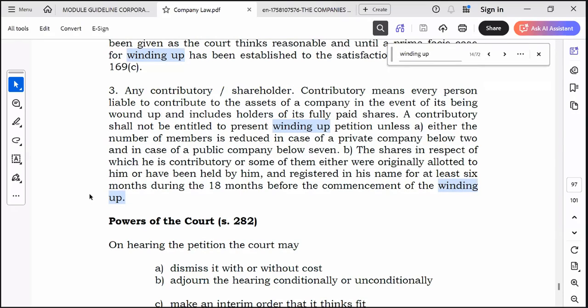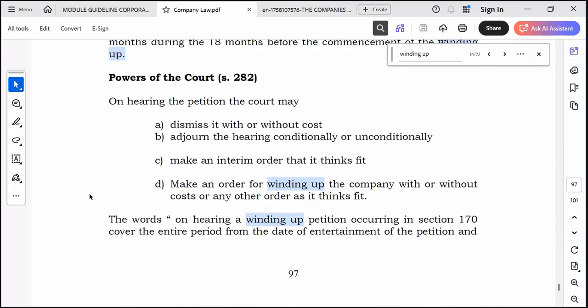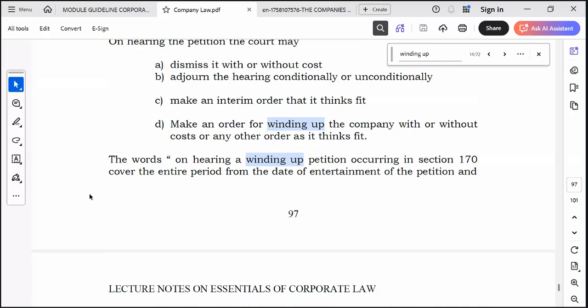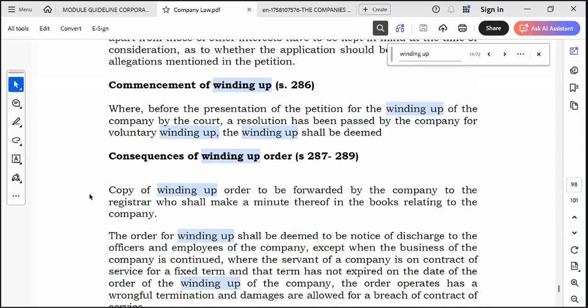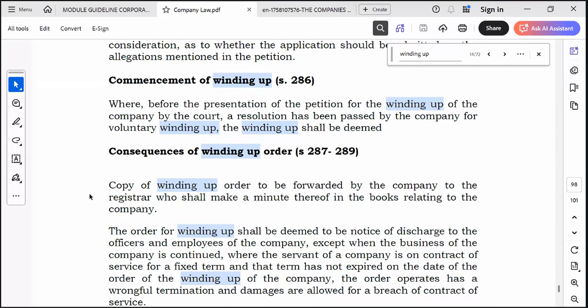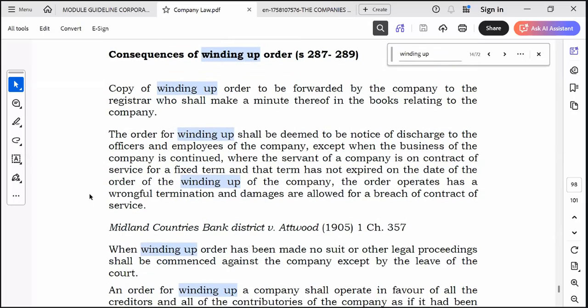So the order that is important: the court can dismiss, it can make an order of winding up of a company, it can adjourn, it can do anything insofar as this petition is concerned. Now, before winding up, we say before the presentation of the petition of winding up of the company by court, the resolution, oh, no, skip that one. That will confuse you.